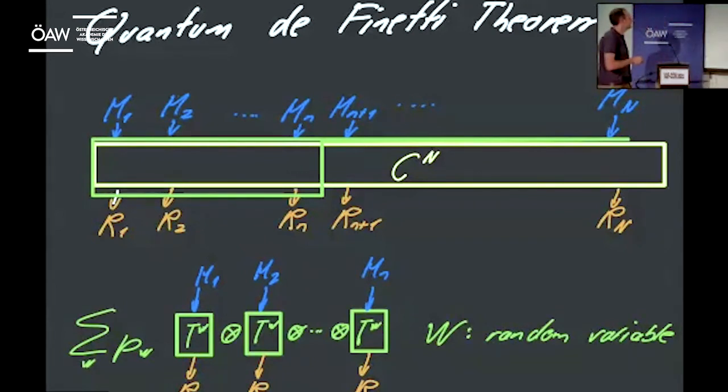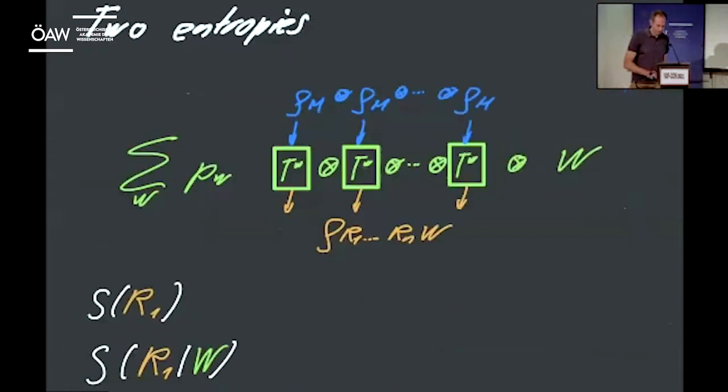It's not one product channel, it's a convex combination of many possible product channels, each with a weight which is just given by a probability. So you can think of W here, over which I sum, as a random variable which tells you which channel it is. Once you fix W, it's just a product channel, but if you don't know W, then it's a convex combination of product channels. So it's basically an unknown product channel.